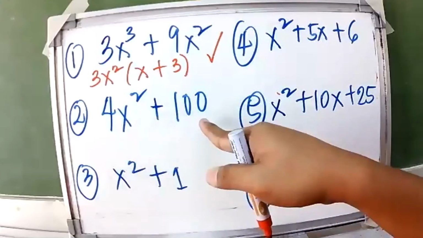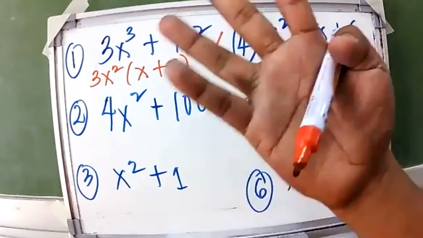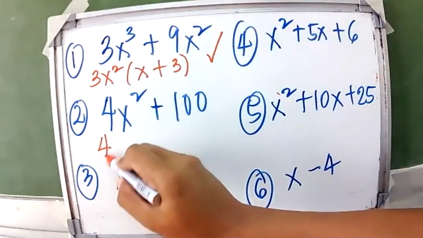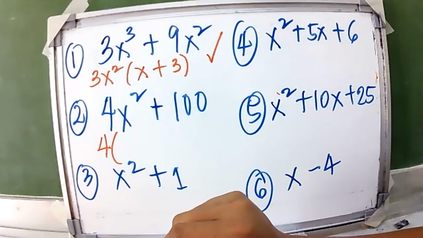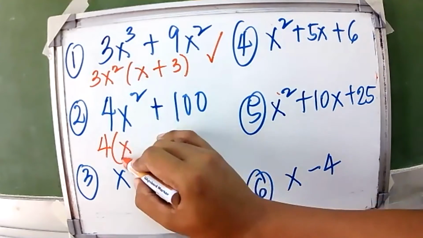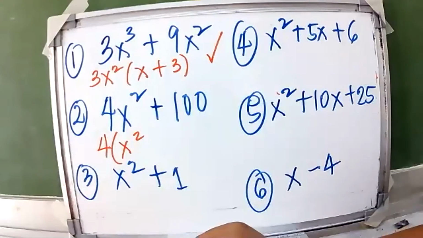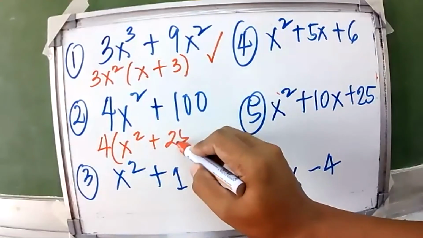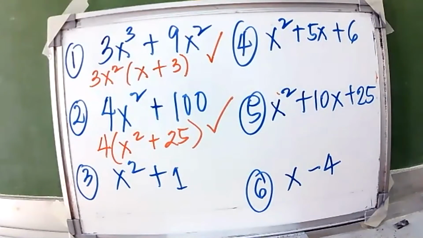And what's their common factor? 4 and 100 are both divisible by what number? By 4. 4x squared divided by 4, the answer is x squared. 100 divided by 4, that is 25. And that's the factored form of this given. Okay? Next, x squared plus 1.